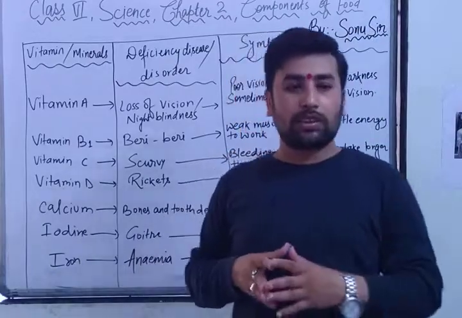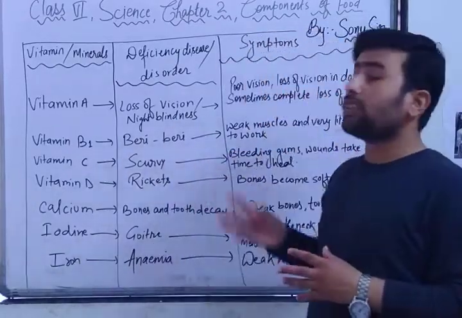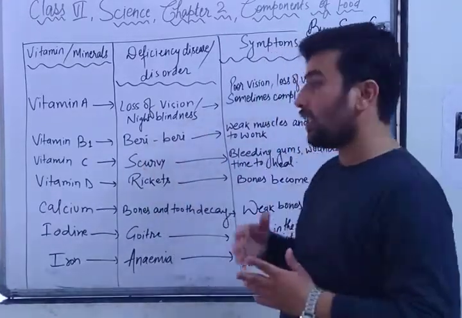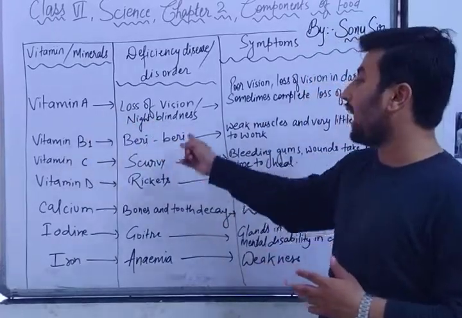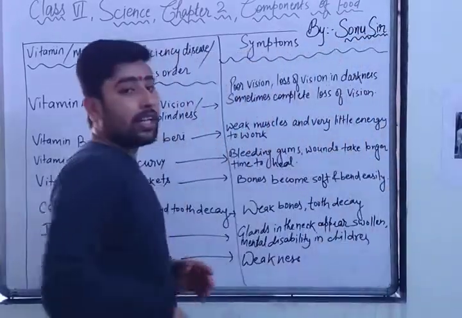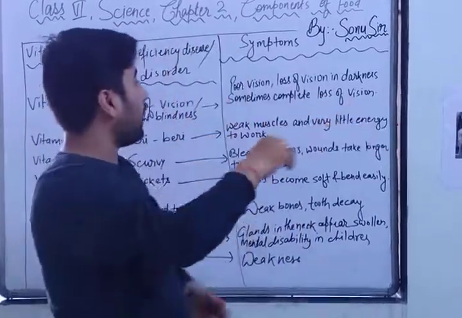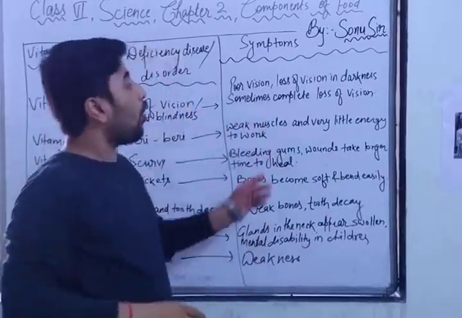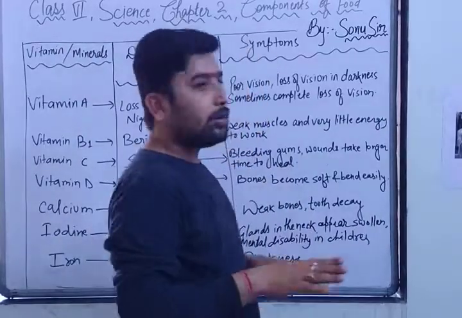We will not be able to see. Nowadays you see that small kids are wearing specs. Why? Because there is a loss of vision. They are not able to see nearer things or far things. So because of lack of vitamin A, loss of vision and night blindness come in. And how will you understand that you have night blindness or lack of vitamin A? You will not be able to see properly, meaning poor vision, and lose vision in darkness, meaning at night when there is no light, we will not be able to see.